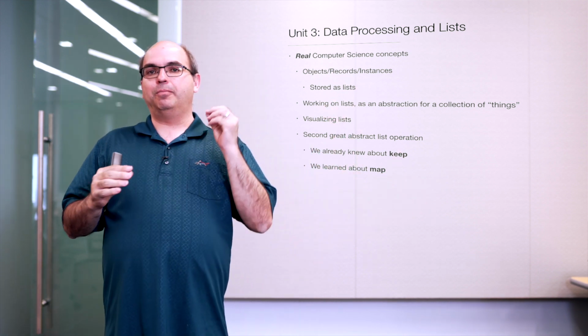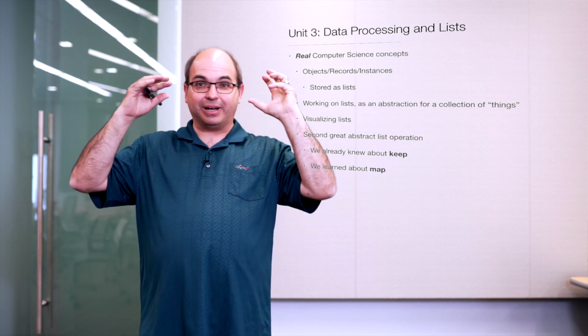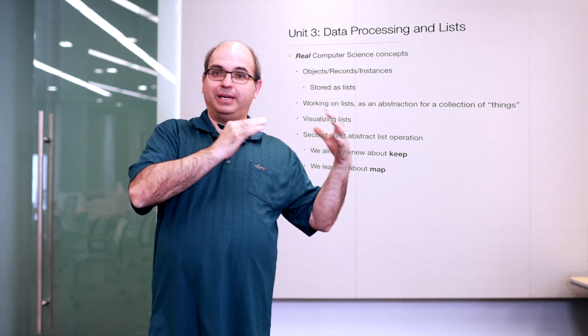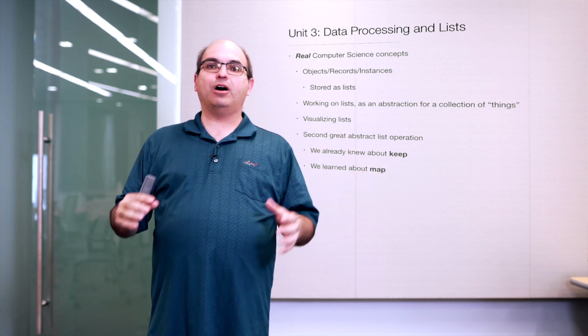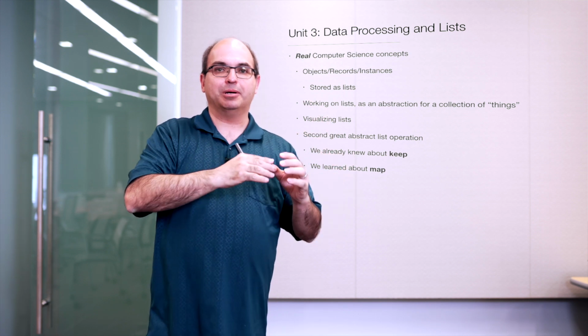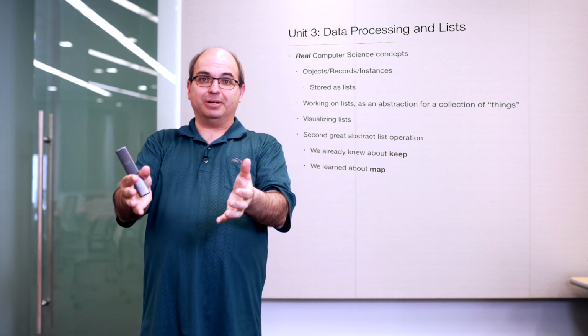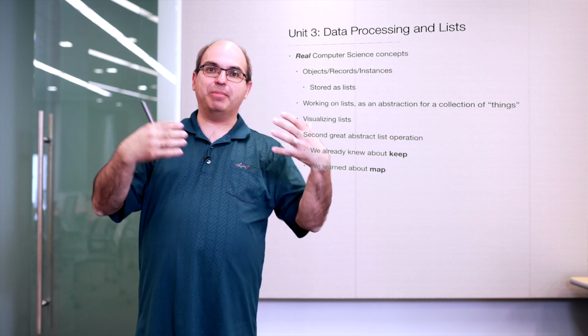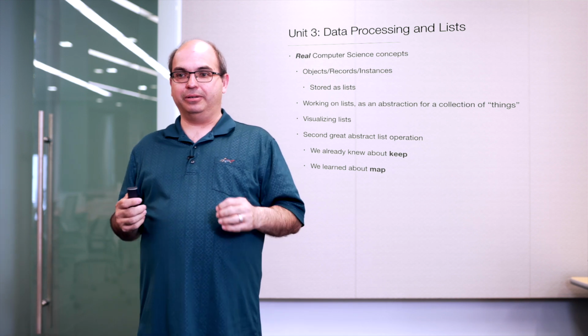Okay. And then we also met our second great abstraction, or abstract list operation. We knew about keep. That was the first one, right? Keep all the elements that satisfy this test. Now we met map. Map all the elements in this list by applying this function to them and give me the result, right? Map is one of the great abstract list operations, and we just met it in Unit 3.